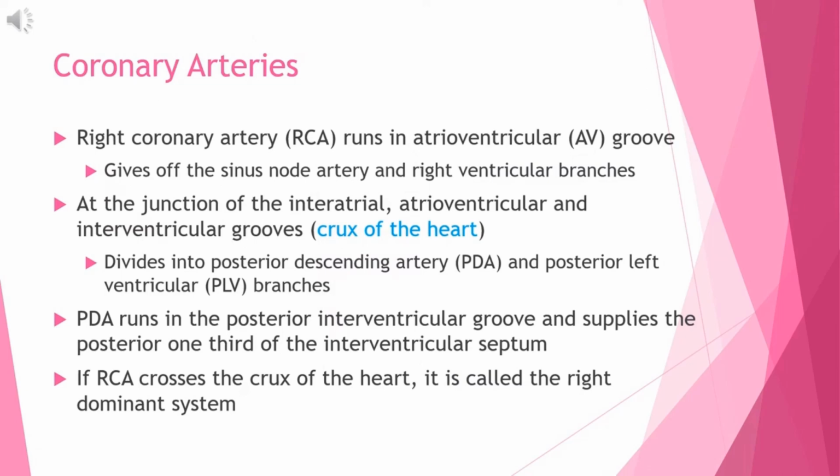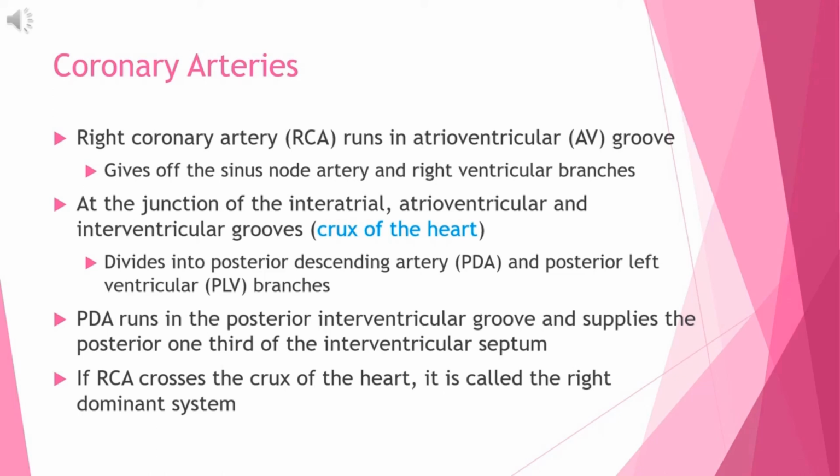The right coronary artery runs in the atrioventricular groove and gives off the sinus node artery and right ventricular branches. At the junction of the interatrial, atrioventricular and interventricular grooves, known as the crux of the heart, it divides into posterior descending artery and posterior left ventricular branches. The posterior descending artery runs in the posterior interventricular groove and supplies the posterior one-third of the interventricular septum.